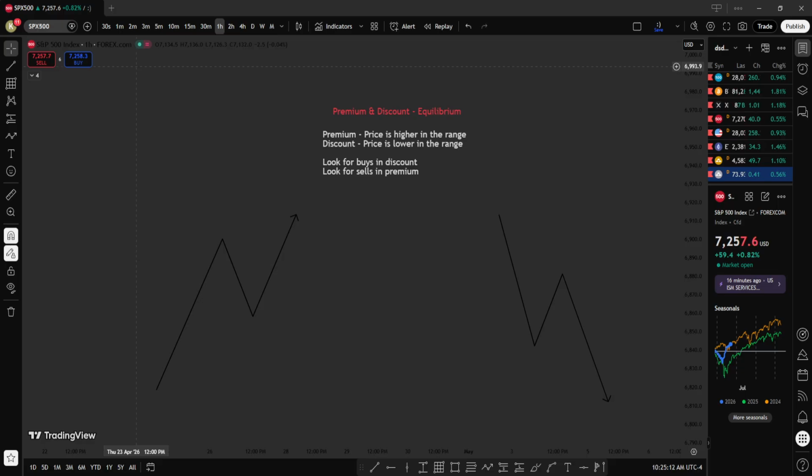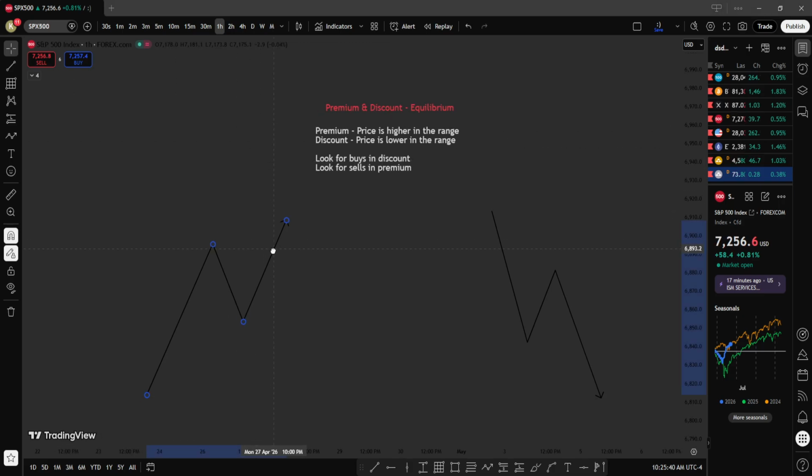So the core idea of it is the market moves in ranges, and within those ranges, there are areas where price is considered expensive and areas where it's considered cheap. So premium means price is higher in the range, and discount means price is lower in the range. In simple terms, you want to be looking for buys when you're in the discount and looking for sells when you're in the premium.